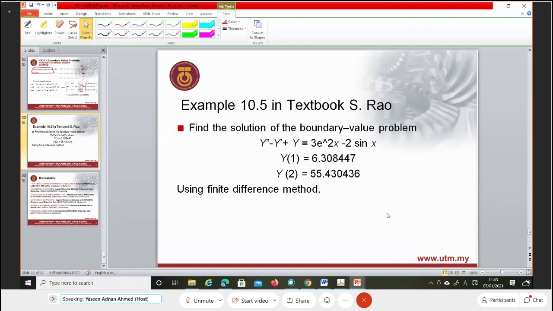Okay, so find the solution of boundary value. This is another one using finite difference method. You can try. This is straightforward. You will not get the things straightforward. So it's a second order and the first order, and then you have this one.